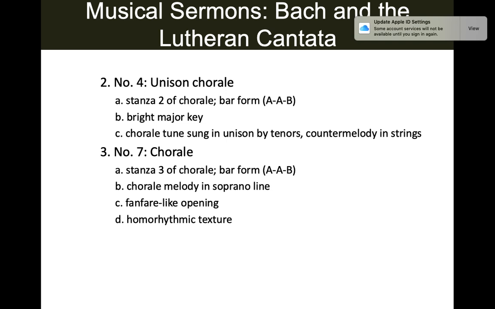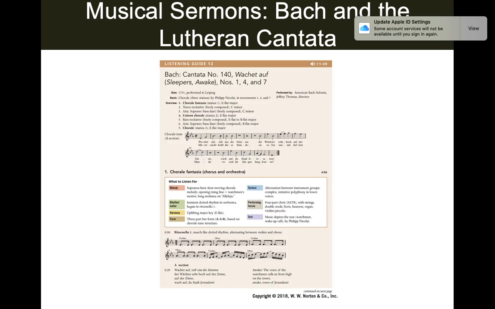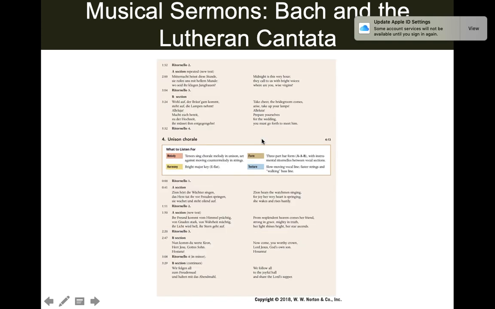All of this is in your book on pages 134 and 135, which gives you a breakdown of what's going on. Basically, the first stanza is played one way, the second stanza is played another way, and so on. It's like singing a hymn at church, but each time you sing it there's something different going on. So this is the chorale tune that it's based on, and these are the little ritornellos that are going on. The one we're going to look at is the unison chorale.